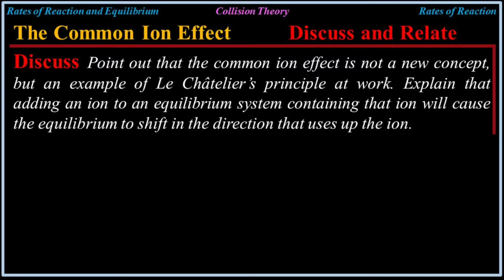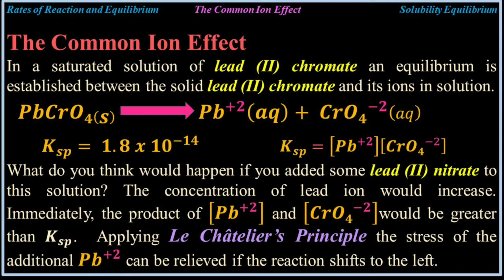Point out that the common ion effect is not a new concept, but an example of Le Chatelier's principle at work. Explain that adding an ion to an equilibrium system containing that ion will cause the equilibrium to shift in the direction that uses up the ion, the common ion effect. In a saturated solution of lead-2 chromate, an equilibrium is established between the solid lead-2 chromate and its ions in solution. What do you think would happen if you added some lead nitrate to this solution?